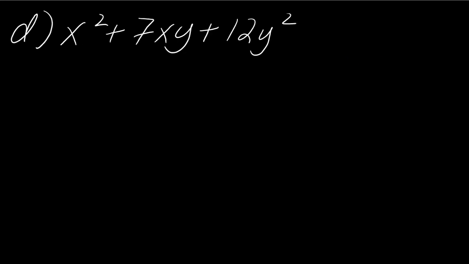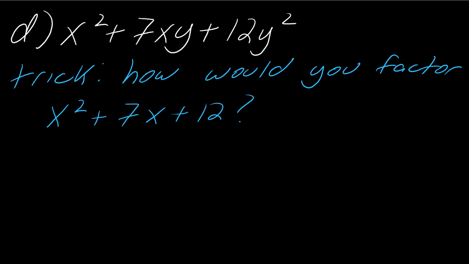So this one is x squared plus 7xy plus 12y squared. The thing that makes people nervous about this one is that we have y's in there. And so then it's like, oh, what do we do? So the trick that I like to use for this is I just like to say, how would you factor if there were no y's, i.e. how would you factor x squared plus 7x plus 12? Okay, so x squared plus 7x plus 12, that just factors x plus 3, x plus 4, right?